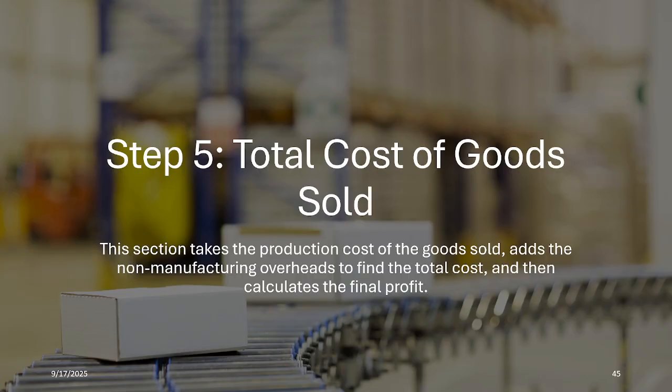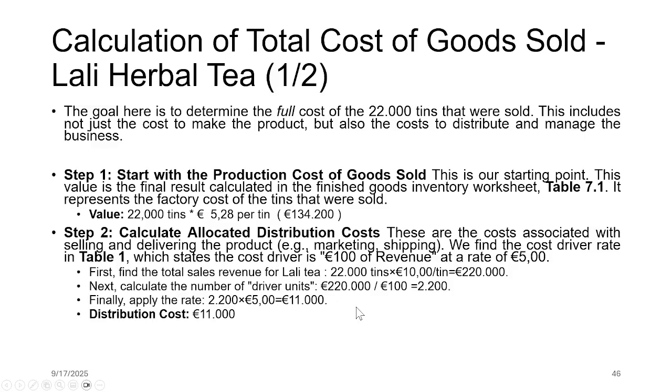So now we move to our step number 5. We calculate the total cost of goods sold. In this part, we take the production cost of the goods sold. We add the non-manufacturing overhead. It means the distribution and administration, to find the total cost, and then we calculate the final profit, right?